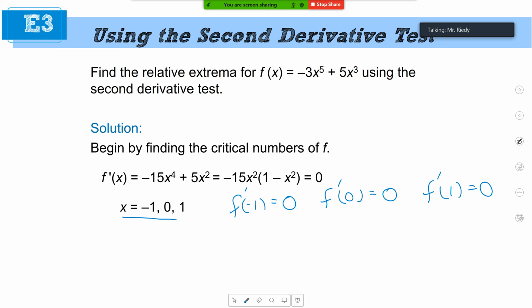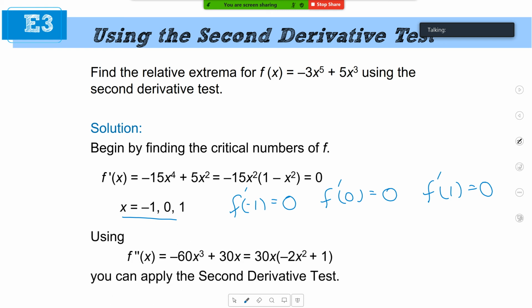Now I have to get the second derivative involved. So I took the second derivative and cleaned it up a little bit. Now what I want to know is, is f''(-1) positive or negative? Well, a negative number in there would make this a negative, therefore it's greater than 0, so it's positive.